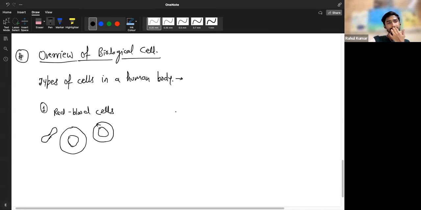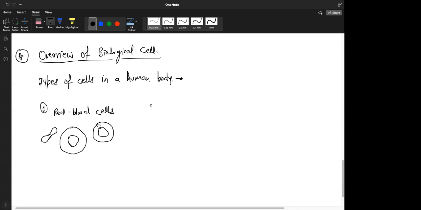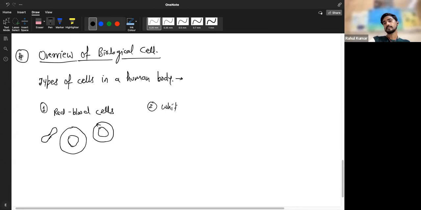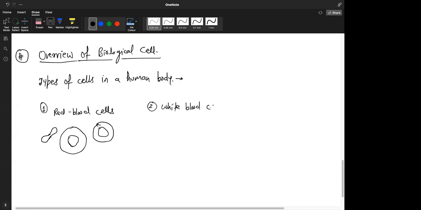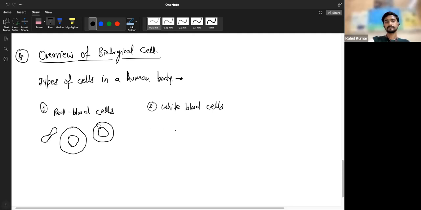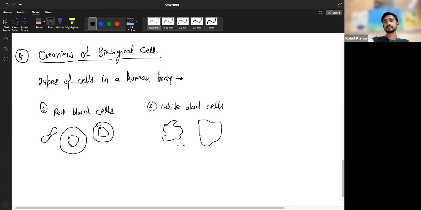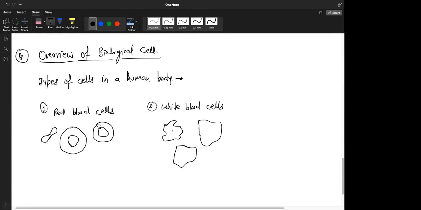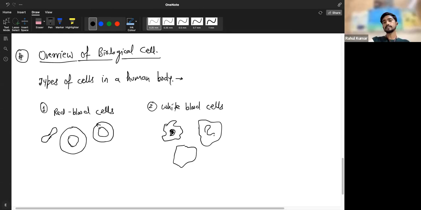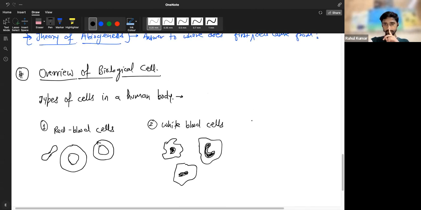Other? If you have red blood cells, you can also say that you have white blood cells. Do the white blood cells look similar to the red blood cells? No. They do not have a shape, right? Yes. They do not have a fixed shape, at least. And their nucleus also does not have a fixed shape. So they can have various different kinds of nucleus. So this is white blood cells. Anything else that you have apart from these?